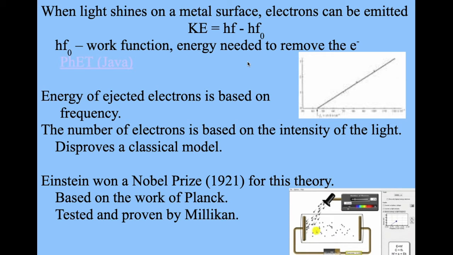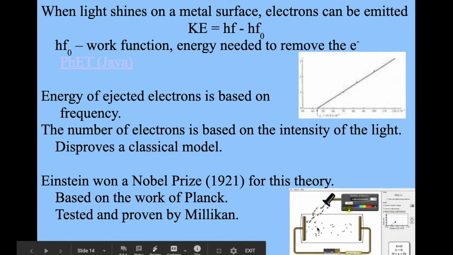Now, you will have an activity where you're going to create a graph of frequency versus energy, and it's going to have an outcome of something like this. So again, the energy ejected is based on the frequency. The total number of electrons is based on the intensity of light. Previously, the classical model said that if you have a brighter light, or more intensity, you'll get more energy released. That's not true. You get more electrons released, but the energy that travels along with the electrons is based on the frequency of the incoming light, not the intensity of the light.